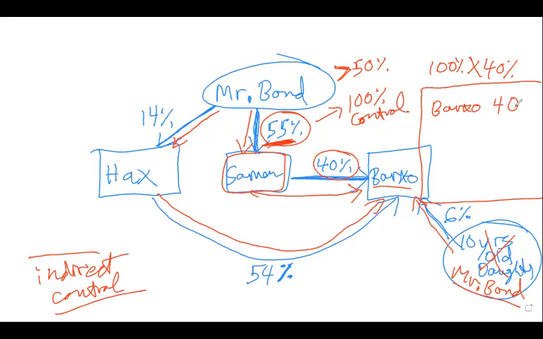You guys already have this solution, but that's where the first 40% comes from. So in other words, Mr. Bond controls 40% of Barksdale. He controls it indirectly through Cernin. That's indirect number one. Indirect number two is in relation to Hacks.